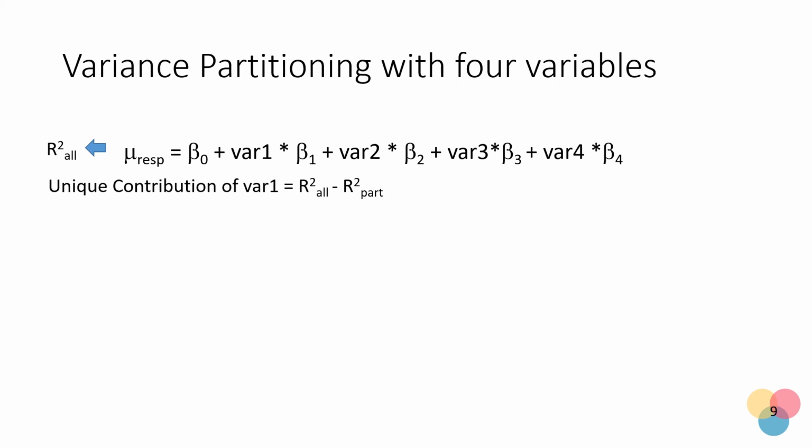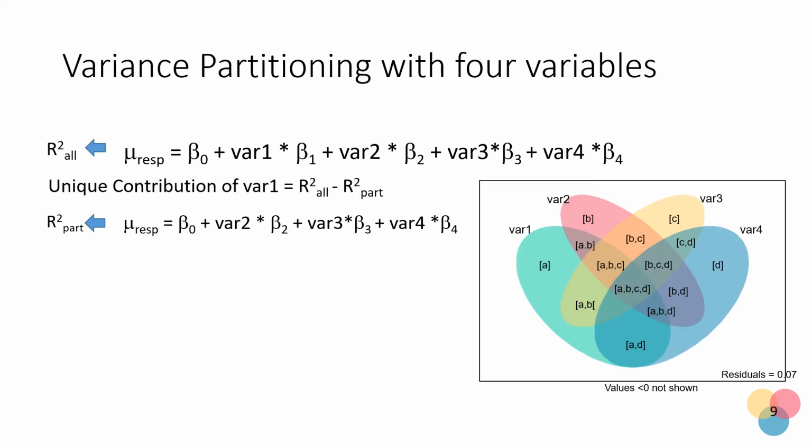So for this, let's say we want to figure out what the unique contribution of variable 1 is. In that case, that ends up being quite simple. It's just the r squared of the full model minus the r squared of a partial model containing only the last 4 variables, excluding variable 1. And we can see why this is the case by looking at a Venn diagram.